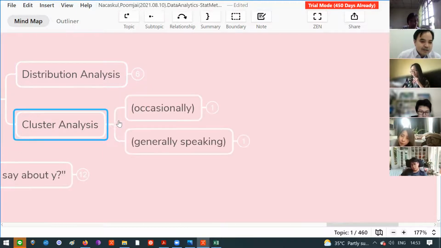So this is kind of distribution analysis. Cluster analysis is not like where they are. It's sort of like, I don't care where they are. I just want to know if they're clustered into different groups. Yeah, you can imagine, right?